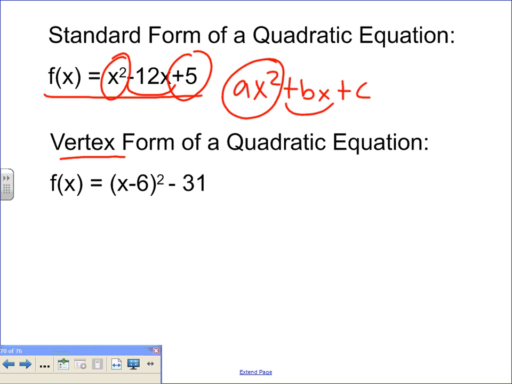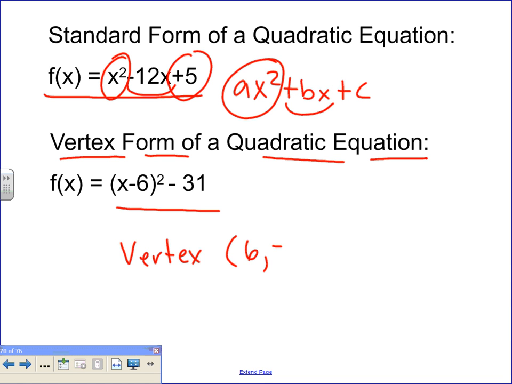We've also talked about the vertex form of a quadratic equation, and here is our vertex form. And this form is important or helpful because by looking at this, you can tell that the vertex of this parabola is the point 6, negative 31. Okay? Both equations describe the same function.